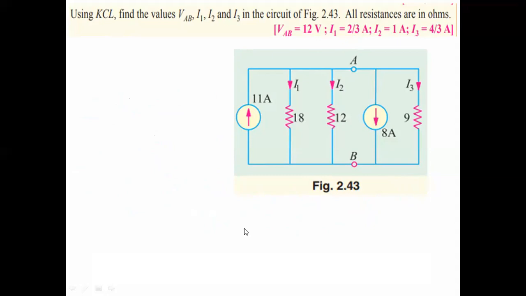So you want me to explain this problem again? Equivalent resistance, 4 amperes, 4 ohms. Okay. These 3 resistors are in parallel. So for parallel resistances, how can we find out the equivalent resistance? R1 R2 by R1 plus R2.